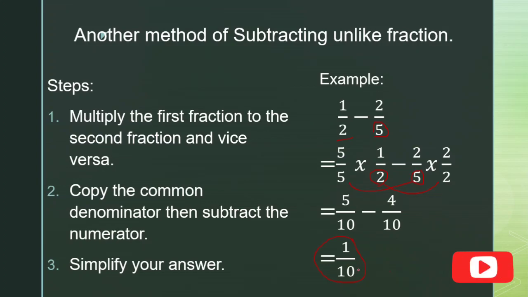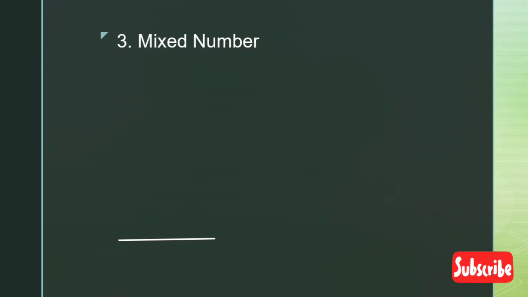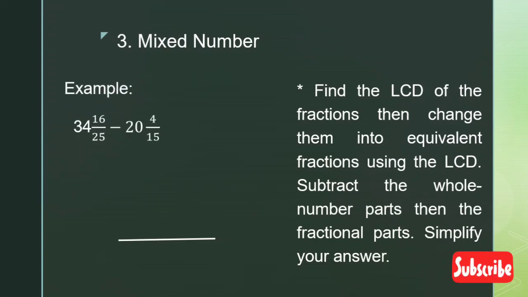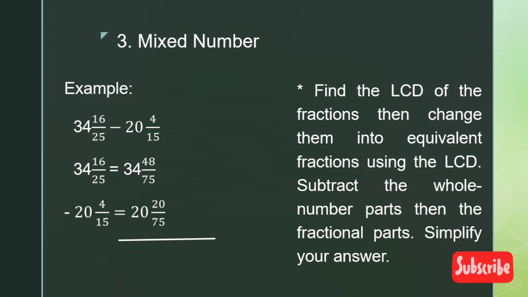Okay? Now, kapag mag-subtract na tayo ng mixed number. Okay, so again, ito yung steps natin kanina, yung find the LCD of a fraction, then change them into equivalent fractions using the LCD. And then we have to subtract the whole number parts, then the fractional part. Simplify your answer. So as I always remind you. Okay, so for example, 34 and 16 over 25 minus 20 and 4 over 15. So again, makita natin, si 34 walang nabago, 20 walang nabago.